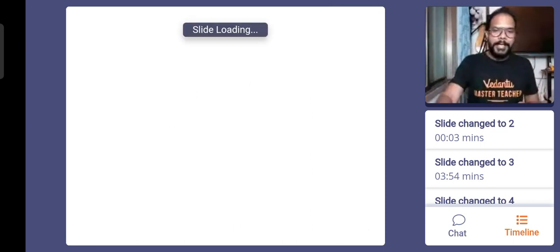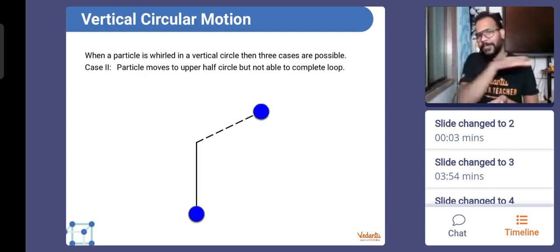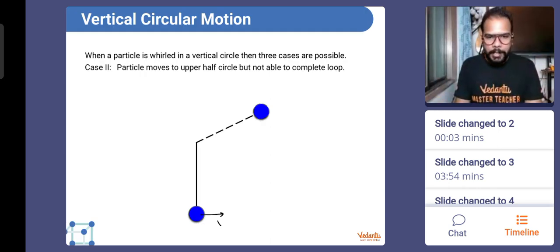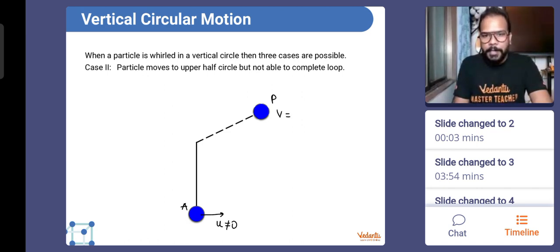This is the half position. Then maybe the case number 2, where you are able to take the body above the half position, as in half the circle is crossed, but the body is still not able to complete the circle. That means what? Here you have given some velocity to the body. The initial velocity of the body has been given, which is non-zero, but after the body has reached this position, say P, the body's final velocity becomes 0.